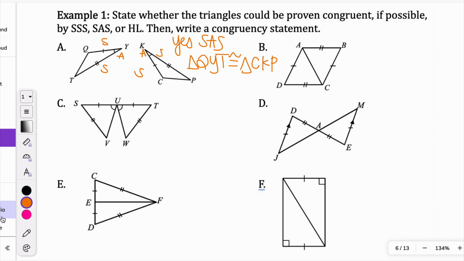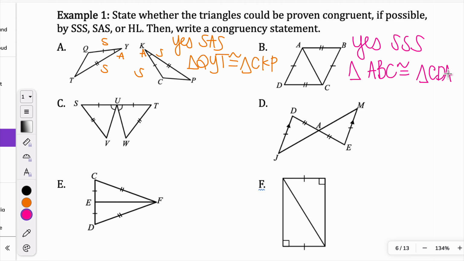For letter B, this one would also be yes, they are congruent using side, side, side. We notice that BC corresponds to AD and AB corresponds to DC, and then AC is equal to AC using that reflexive property. So we could say triangle ABC. Notice I went A to B is 2 tick marks, then B to C is 1 tick mark. So I'm going to use that same category here: C to D, and then D to A. So C, D, A.